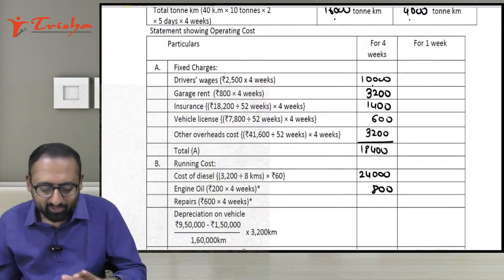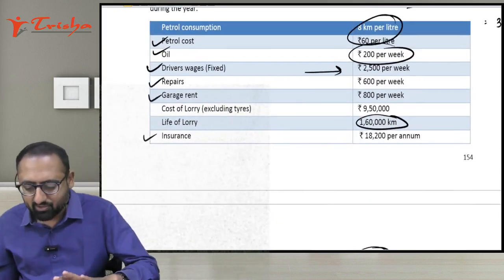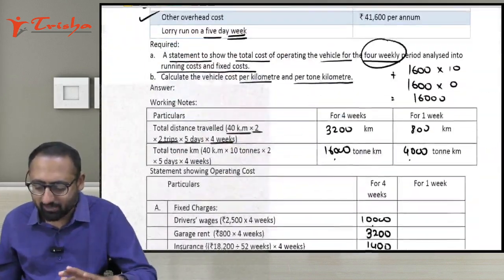Next one, after oil expenses, let's work out the next one, repairs. Yes, repairs is also a variable expense. Otherwise we could have shown it as a semi variable cost. Here 600 per week, 2,400.